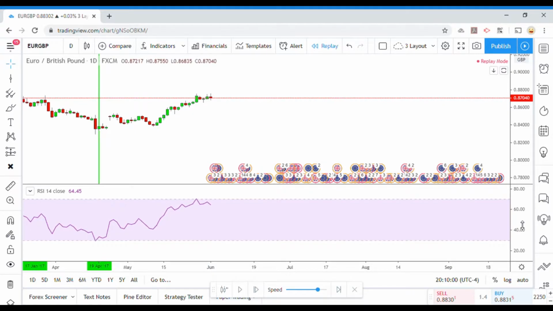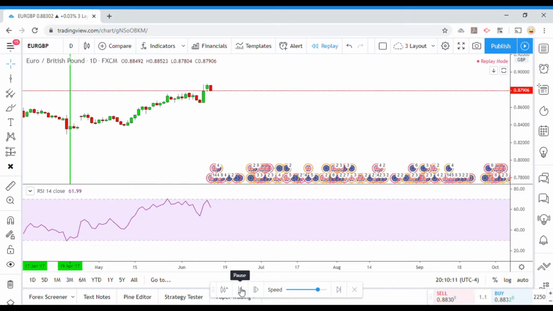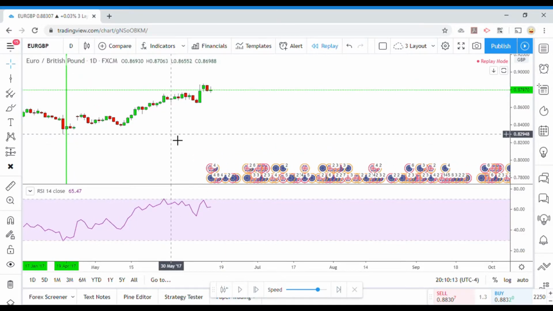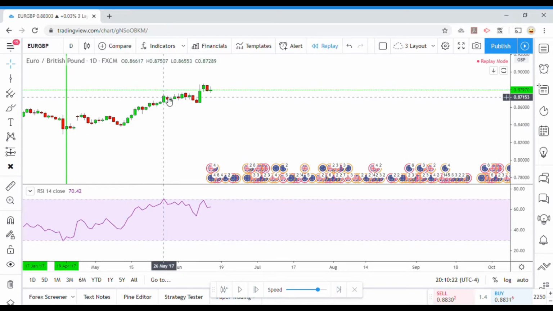I think we had another one right there. Break and then enter back in. Let's see what it does here. Ooh, that does not look too good. Let's see. So this was the break. This was the enter back in.